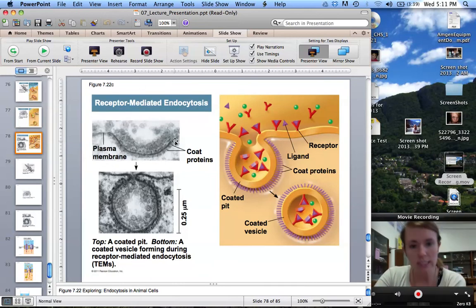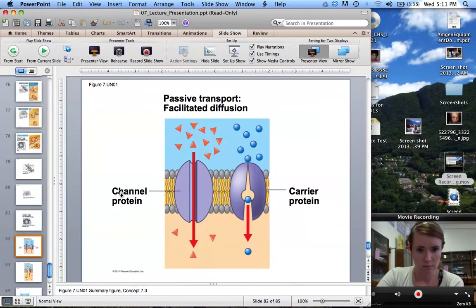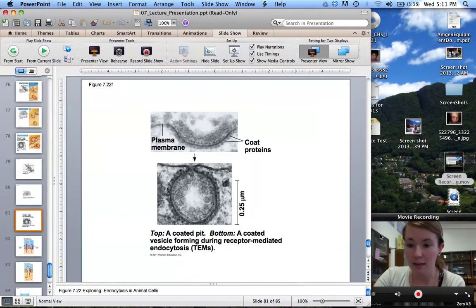And again, you can see here, this is actually a receptor-mediated endocytosis happening. So the coat proteins form along the inside of the plasma membrane and help the vesicle form. Then the plasma membrane is folded in, and we take all the receptors and the ligands in with it. And that is it for bulk transport.